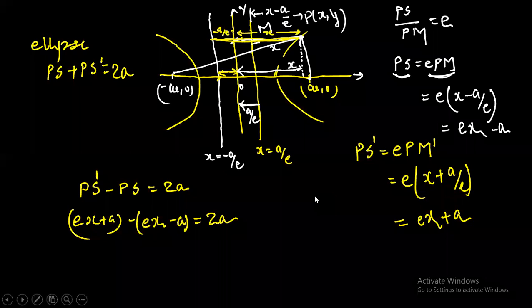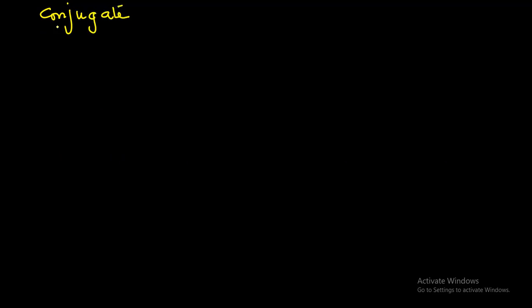Now let's move to the conjugate hyperbola. If we are talking about it, what is the difference? Let's talk about the conjugate hyperbola. As we have talked about the conjugate ellipse, now we are talking about the conjugate hyperbola. I am writing the equation of the conjugate hyperbola.